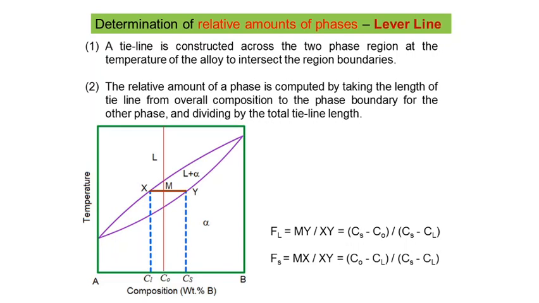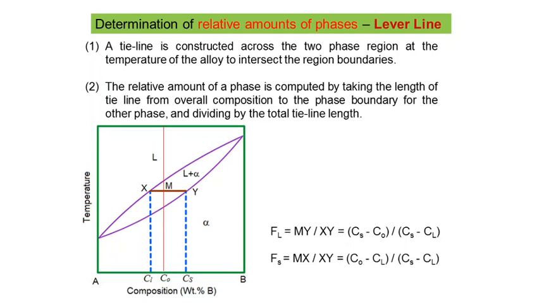For example, at a particular temperature we might have 20% solid, the rest 80% liquid, or 50% solid, the rest 50% liquid. So we need to know the quantity of solid, or the phase fraction of solid or phase fraction of liquid, present in the two phase region. In order to find that, we will be using a rule called the lever rule, also known as the lever line.